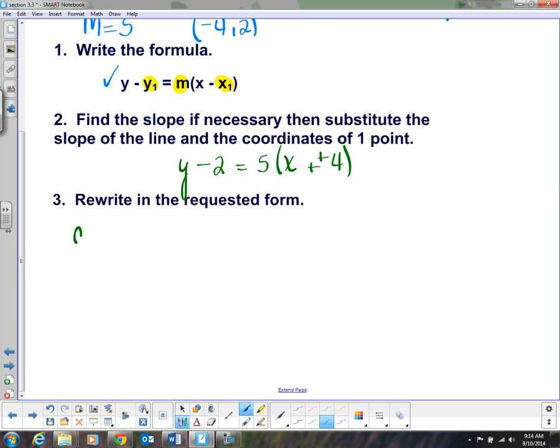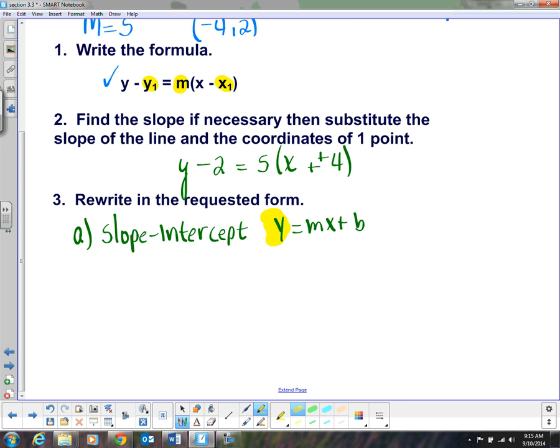So the first form was slope-intercept. And your slope-intercept form is in the form y equals mx plus b. That's the workhorse. If it's in that form, it's easily graphable. So what does this mean you have to solve for? Y, yes. So we're going to distribute the 5. So you're going to have y minus 2 is equal to 5x plus 20.